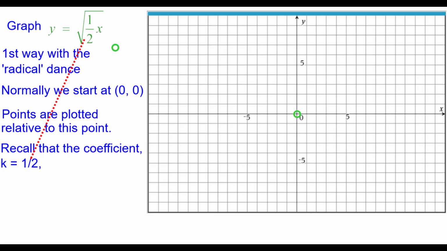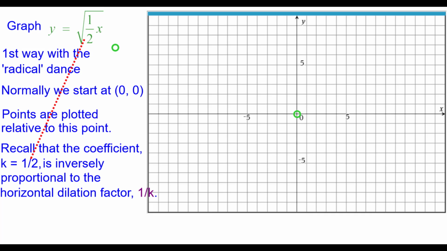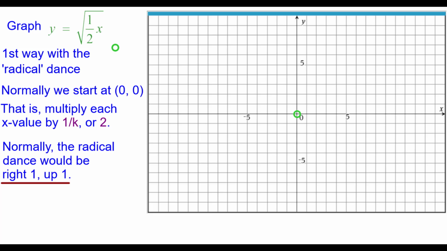Recall that the coefficient k equals 1/2 is inversely proportional to the horizontal dilation factor. That is, multiply each x value by the reciprocal of k, which in this case is 2. Normally the radical dance is right 1 up 1, but for this one it's going to be right 2 up 1, because 2 times the x coordinate 1 is 2, and the y coordinate is unchanged here. So plot 2, 1.